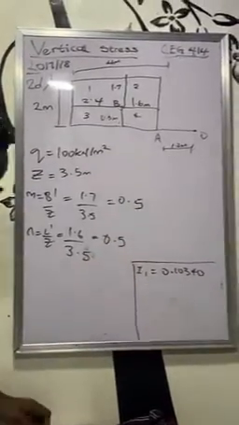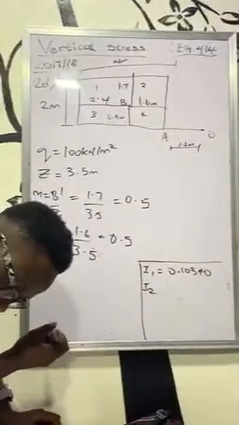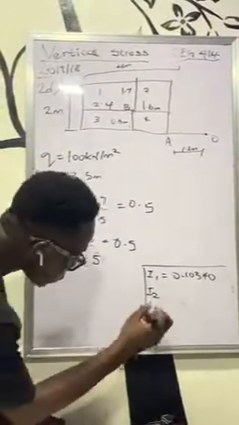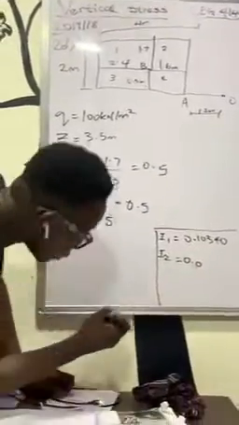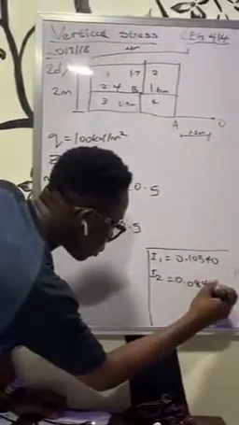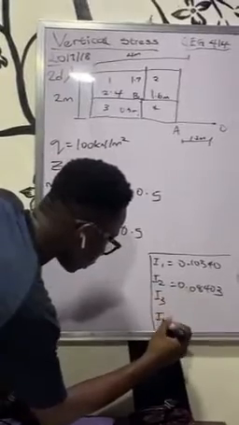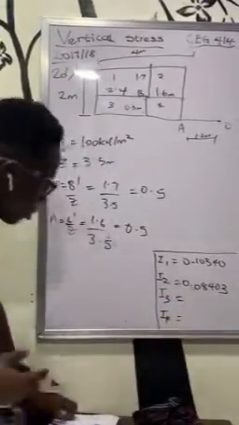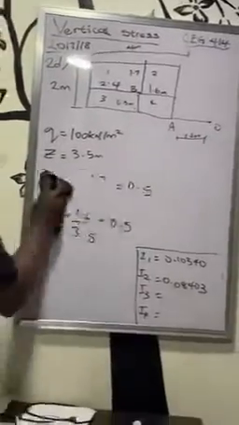So when I checked I at 0.5, my I2 gave a value of 0.08403. So I've added 3. We'll do this again for rectangle 3, do this again for rectangle 4.